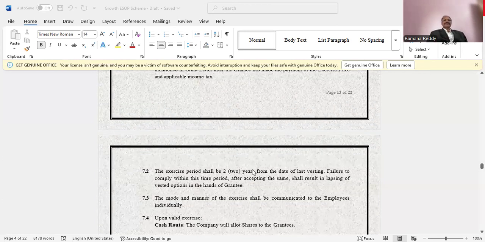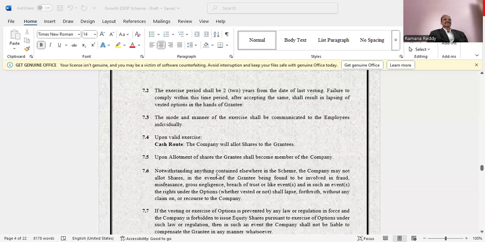Anyway, the exercise period will be given as either 2 months, 1 year, or 2 years. During that period, the employee has to take a decision. Upon allotment of shares, the grantee shall become a member of the company. Now he will become a member of the company.